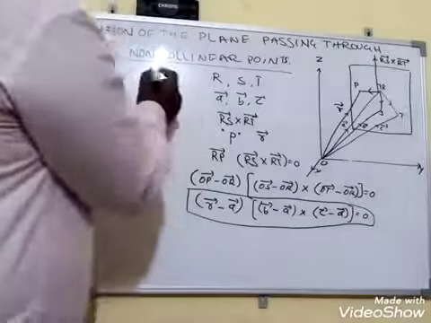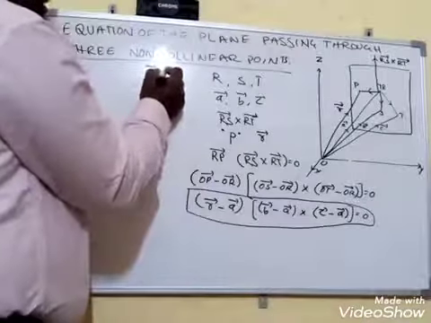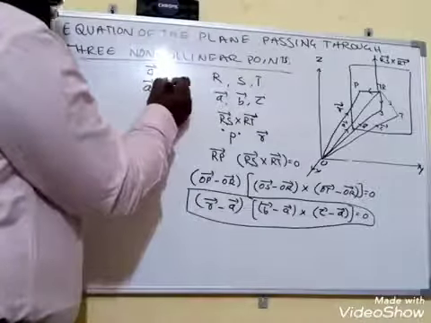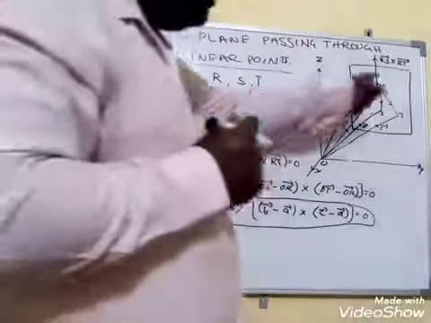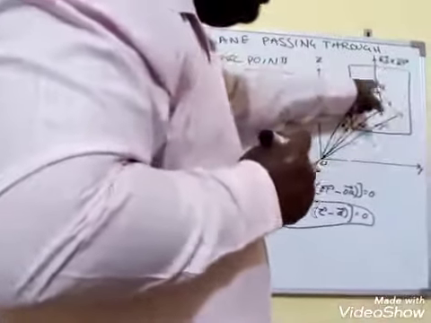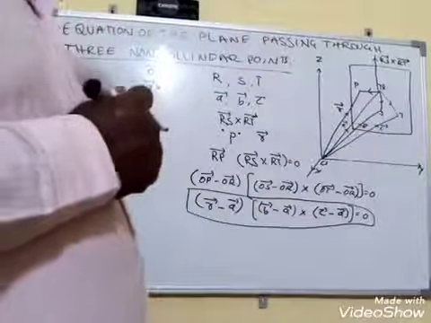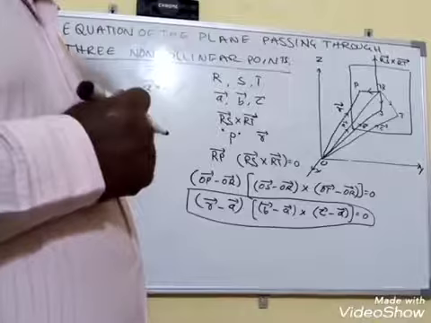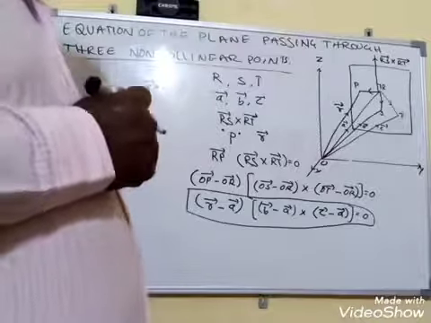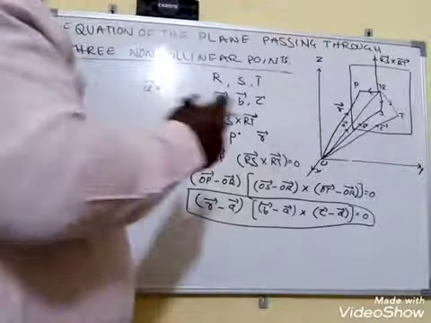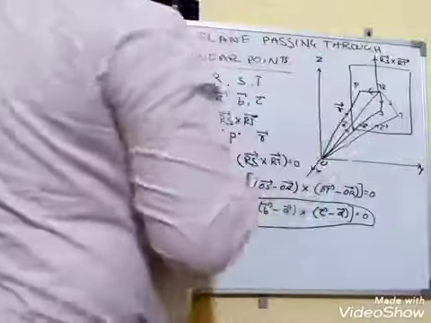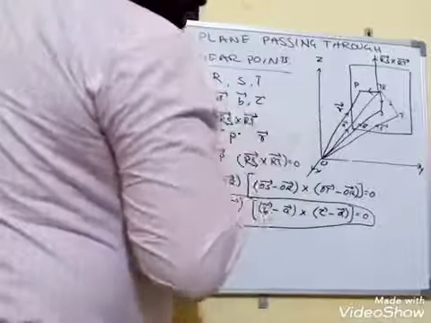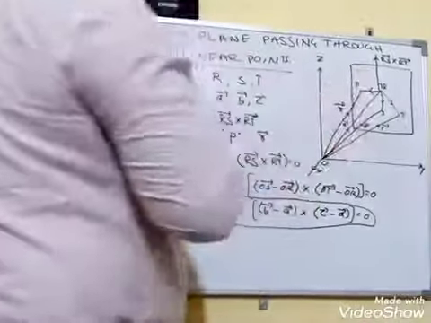Let A bar, B bar be two vectors, and then what do you know? A bar cross B bar is perpendicular to both A bar and B bar. Now RS bar cross RT bar is perpendicular to both RS bar and RT bar. Ultimately, it is perpendicular to the required plane, that means the given plane. Now here, take another arbitrary point, any point on the plane, P with position vector R bar. Now here RP bar is also a vector.